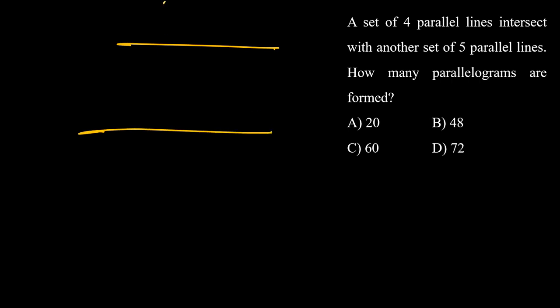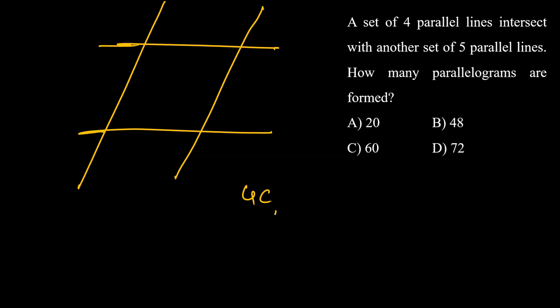This is one parallelogram. Two parallel lines from one side, and parallel lines from another side. You can find there is a parallelogram formed. I need 2 parallel lines. So out of the 4 in set 1, I have to take 2 parallel lines. In another set, I need to take 2 parallel lines.